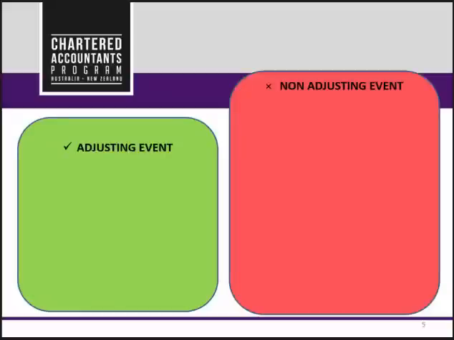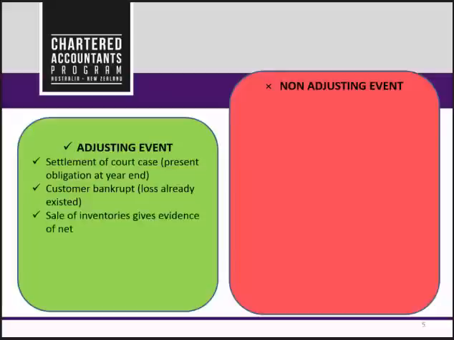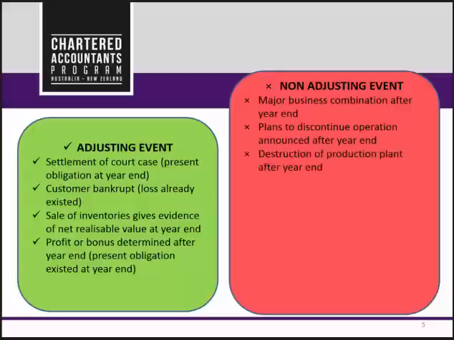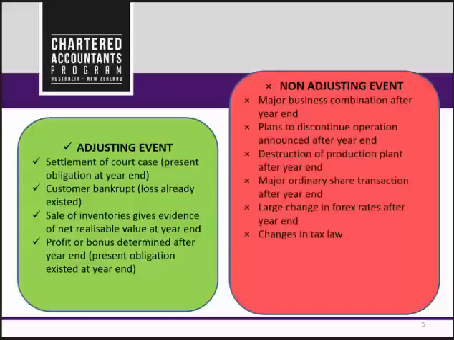The standard gives us some guidance of common adjusting events. So there's a few listed here, and we'll go through a couple of them. A settlement of court case where there was an obligation at year end, a customer going bankrupt, a sale of inventory after year end that may give evidence of a net realisable value issue at year end, or a bonus determined after year end where the obligation existed at year end.